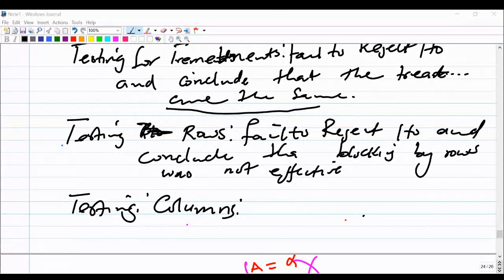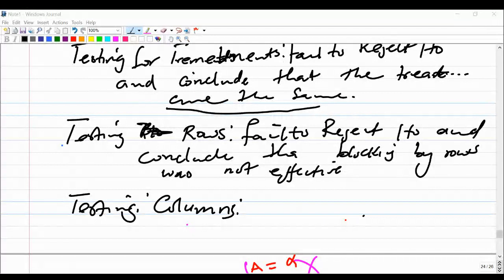You are saying from the ANOVA I can just conclude, right? There's no need for me to write the null and the alternative. True.